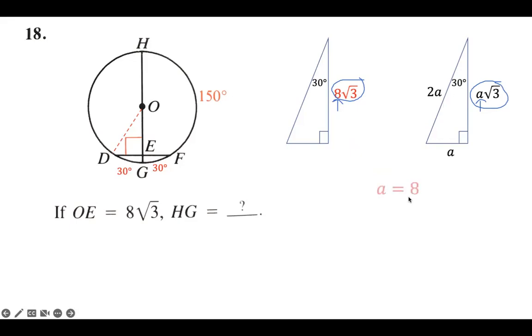So if I apply that to my triangle, if A is 8, and what do I want? I want the hypotenuse. The hypotenuse of a special right triangle is double A, or 2A. So DO would be 16 because it would be 2 times A. If A is 8, 2 times 8 is 16. But wait a minute, I don't want DO, I want HG. HG is a diameter. DO is a radius. Double the radius and you get the diameter. There you go. There's your explanation.